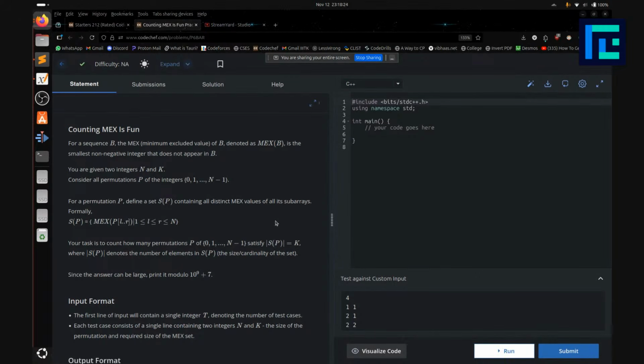For a given sequence B, the MEX of B is the minimum excluded value, right? So the smallest non-negative integer that does not appear in B. So if you have done enough CP problems, you know what MEX is. So I won't bother explaining too much. Given two integers n and k, consider all permutations of 0, 1 till n minus 1. Define a set S of P as containing all distinct MEX values of its subarrays.